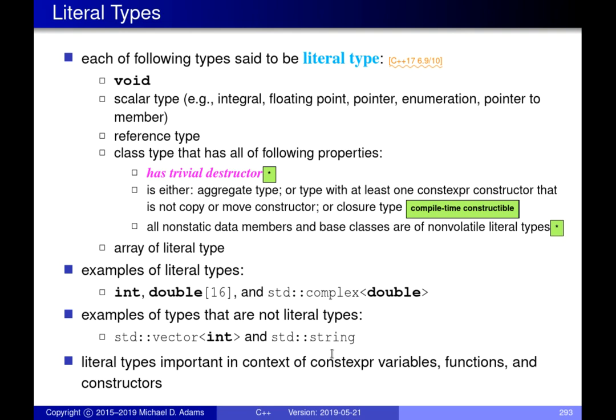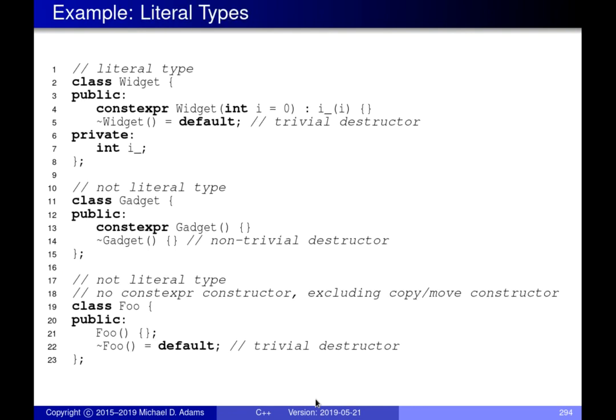And the last bullet, again, is the point of talking about literal types. It turns out that a lot of what you can and can't do is with respect to literal types. It will say, if you're going to be able to do this at compile time, then this thing has to be a literal type. Literal types, in some sense, are simpler types. They can't do too many fancy things that would cause problems with respect to compile-time computation.